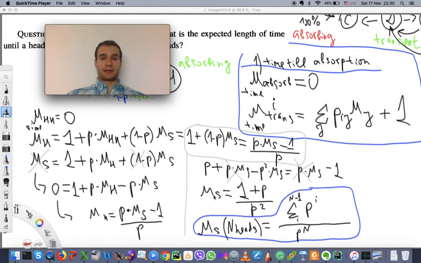And we found that mu s is equal to 1 plus p over p squared, but the more general formula is the following. If you have n heads, you divide by p to the power n, and you sum up all the terms to the power up to n minus 1. And in case we are interested in getting just one head, the whole formula gives us 1 over p. If we are interested in two heads, it's 1 plus p over p squared. If we are interested in three heads, it's 1 plus p squared over p cubed, and so forth. And this is how you apply Markov chain equations for time till absorption type of problems.